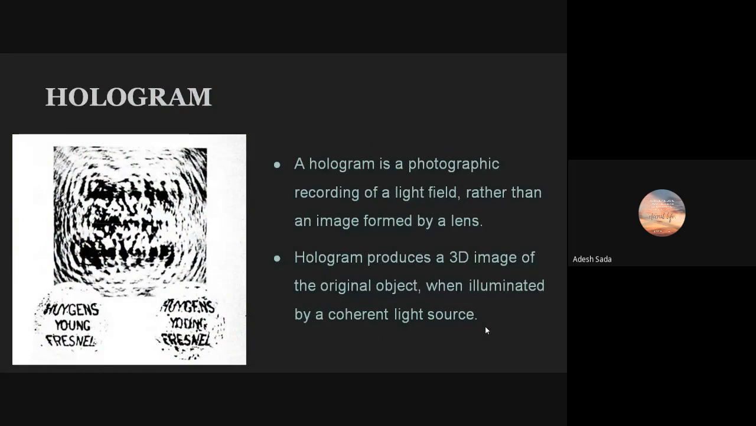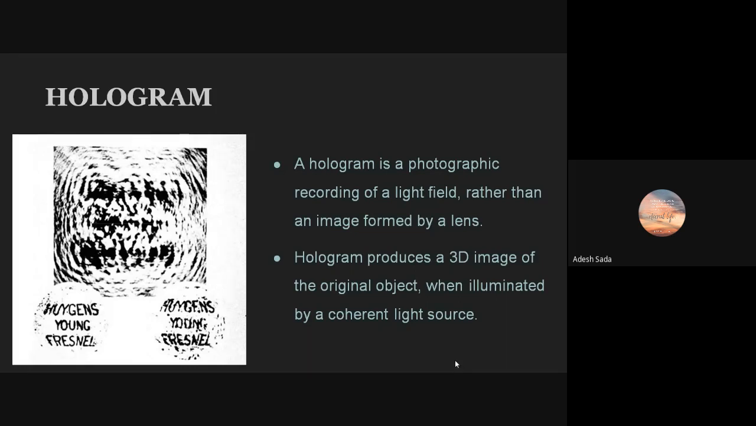Before moving forward to the basic physical principles of holography, let us look at what a hologram is. A hologram is a photographic recording of a light field. It produces a three-dimensional image of the original object when it is illuminated by a coherent light source. The image on your screen is the first hologram, which was made by Gabor himself in the year 1948. He used a light source that consisted of a mercury arc lamp with a narrow band green filter, which was one of the best coherent light sources before the invention of the laser in the 1960s.